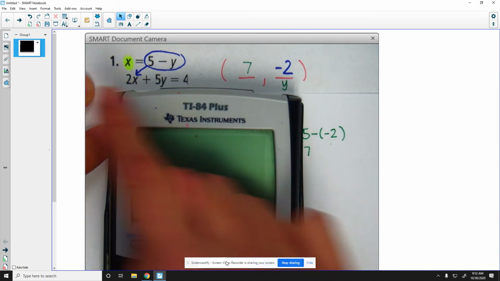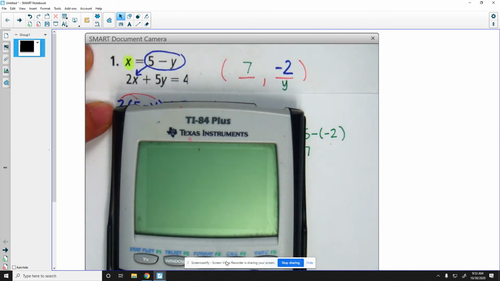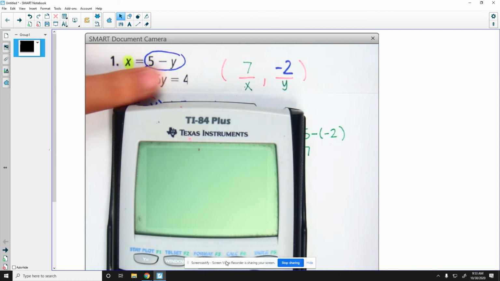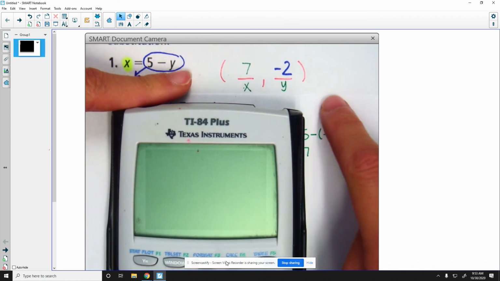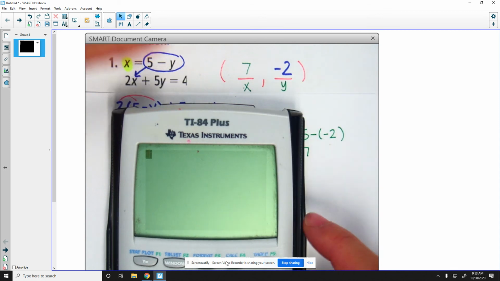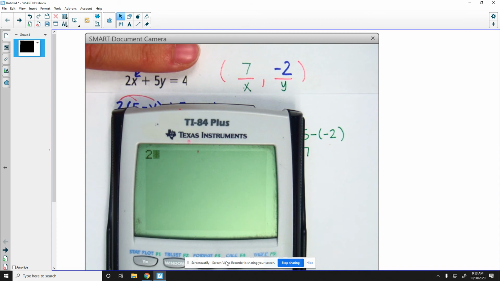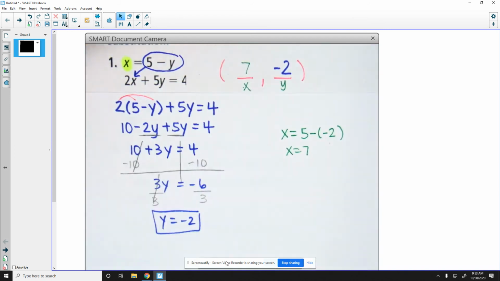You can double check every single one of your answers and see if you got it right. The way you double check is you have an X and you have a Y and you plug it into both equations, just like how we did yesterday. So for this one, I have 5 minus y, 5 minus -2. Does that equal x? Yes, that does equal 7. So let's plug it in this one. 2 times x, which is 7, plus 5 times y, which is -2. Does it equal 4? Yes. So since it works for both of them, I know I got it right.